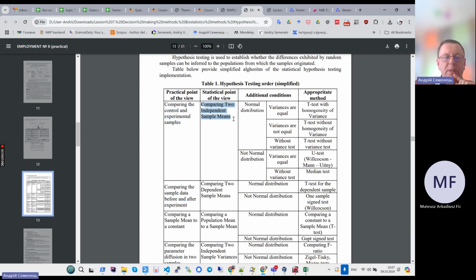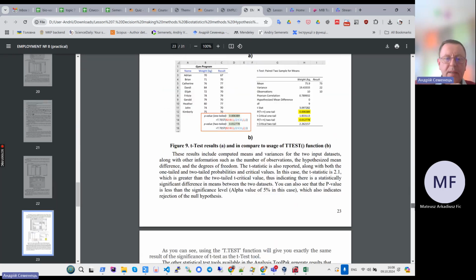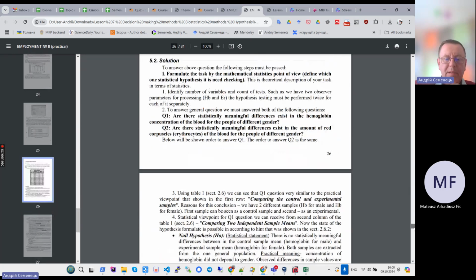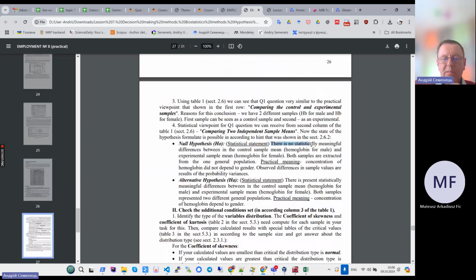The second column gives the statistical approach, the statistical task: compare independent sample means. And here in the example, it has been rewritten. The null hypothesis we usually formulate as: there is no difference between parameters. And it sounds exactly this way: no statistically meaningful difference between the control sample mean and the experimental sample mean.